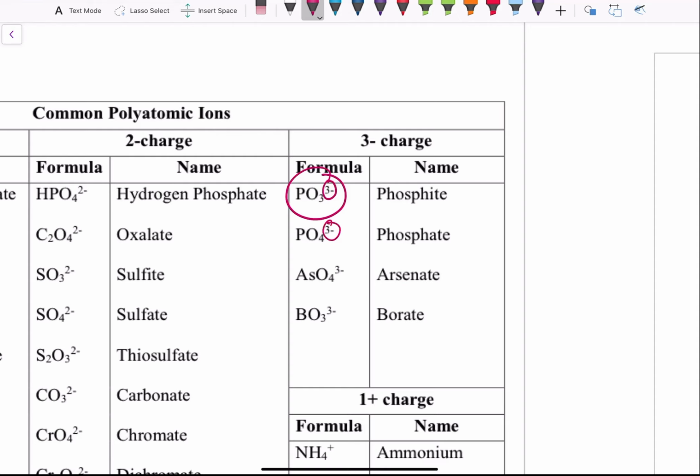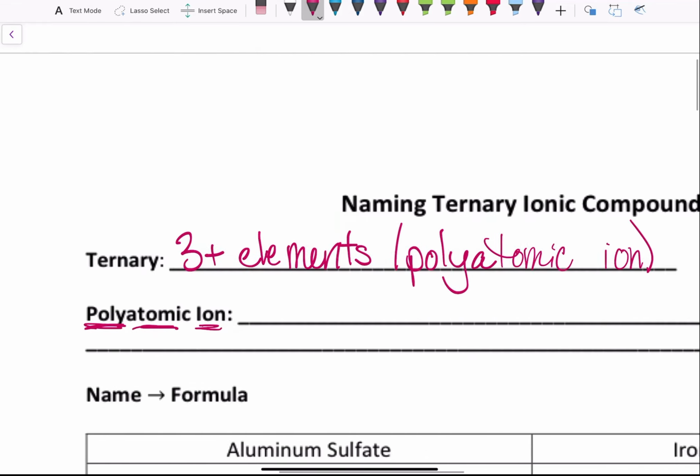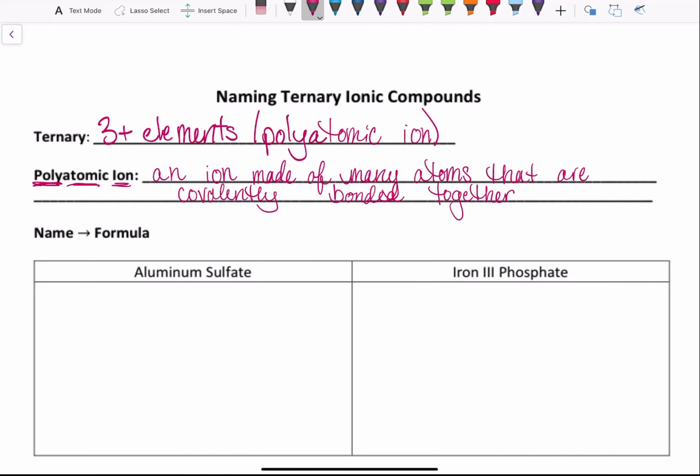So all of these numbers off to the side right there are crucial because that's the charge of your polyatomic ion. We define it as an ion made of many atoms that are covalently bonded together. Don't let that covalent part throw you off. Polyatomic ions still make up ionic compounds, but within the polyatomic ion itself, we do see covalent bonding. But really just know that polyatomic ions will be involved in ionic bonding because they are an ion.